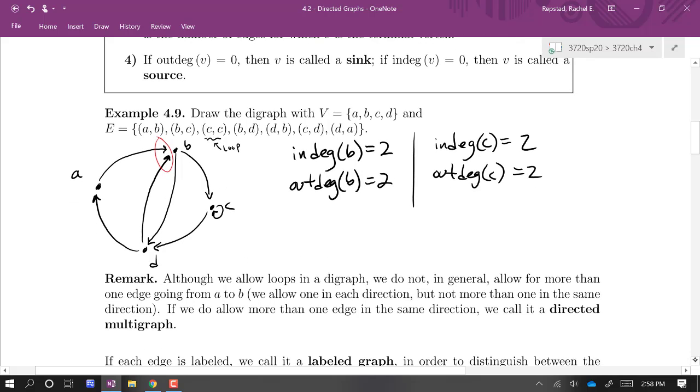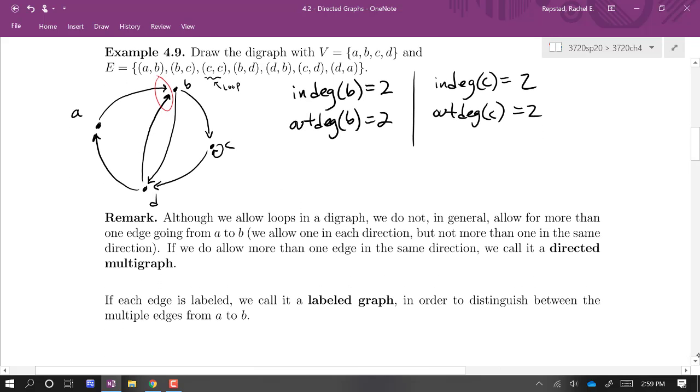We allow loops in a digraph. Usually we still don't allow multiple edges in the same direction, right? So notice if you look at D and B, I have an edge going in each direction, but I wouldn't have multiple edges from D to B, for example. There are times when it might make sense to allow something like that, and in which case we just call it a directed multigraph.